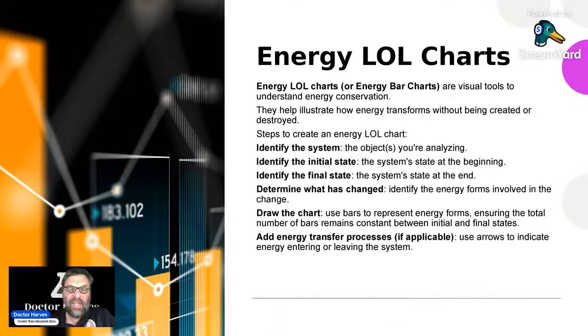Right. So once you've drawn the chart, you add the energy transfer processes if applicable. For example, if work is going to the system, say Sir Isaac Newton lifts the apple up, then Sir Isaac is giving it work. So that gets transferred into gravitational potential energy.